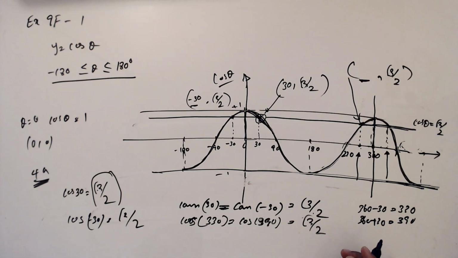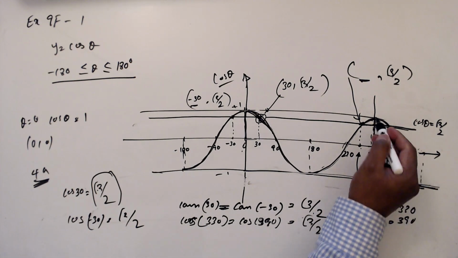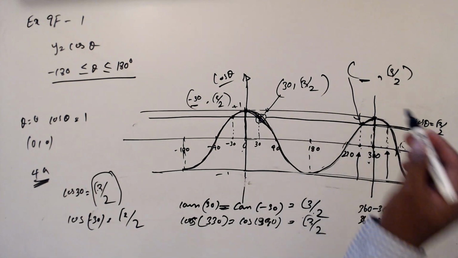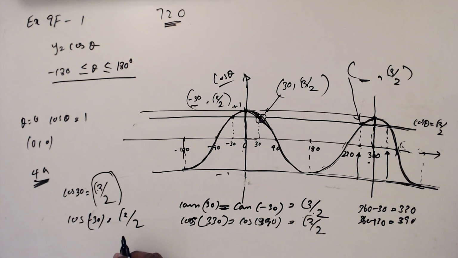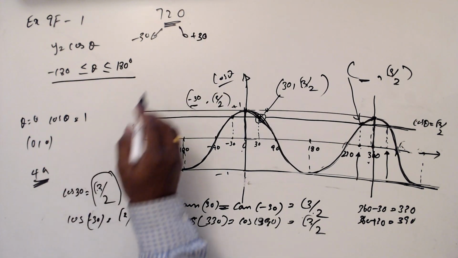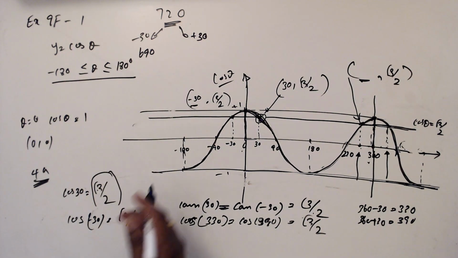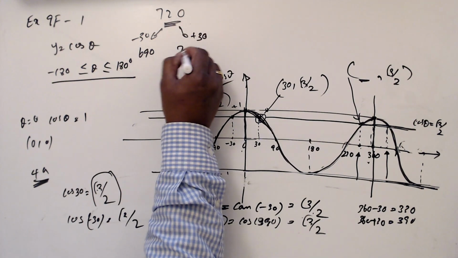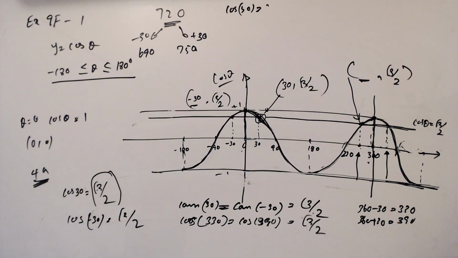Now my next question is, can I have another 2? How are we going to get another 2? I know this is 0, 360. And what is the next peak going to be? The next peak is going to be 720, 360 times 2. Then one is minus 30 and another one is plus 30. So 720 minus 30 means 690. The other one is 750. So cos 30 equals, sorry, cos minus 30.